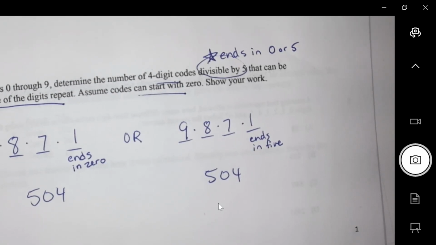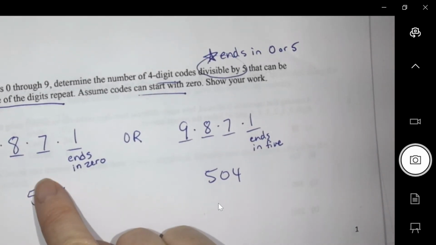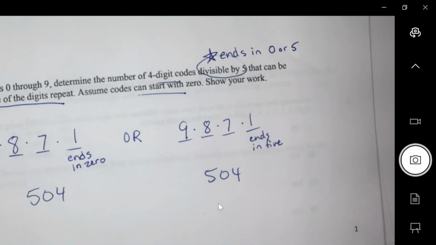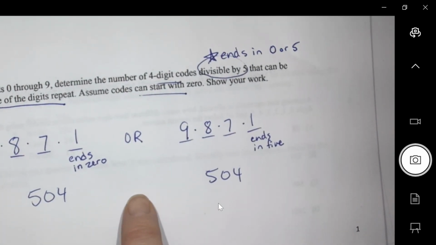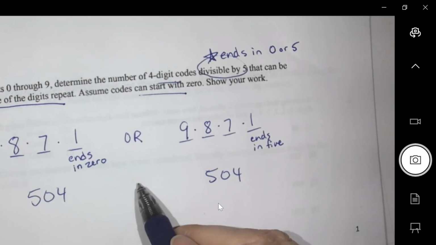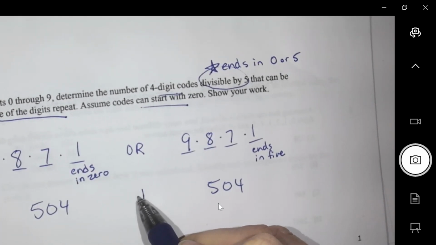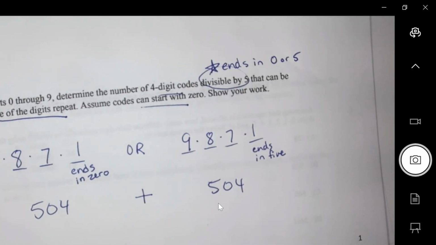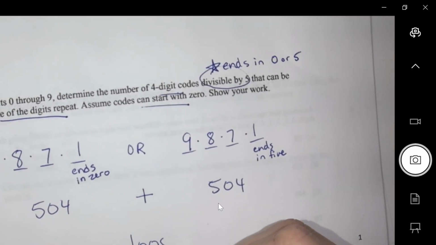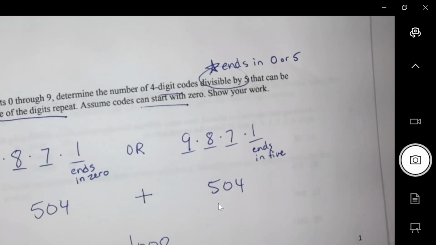And what do you think happens in math when I say this or this could have happened? What would you want to do with those numbers? Add, subtract, multiply, or divide. When I say this or this could happen, what operation would I put here? I would add. In math, if this happens or this happens, there's 1,008 codes that are possible.